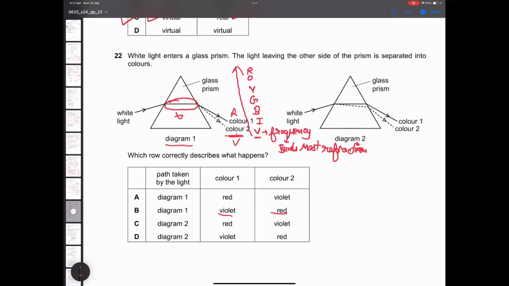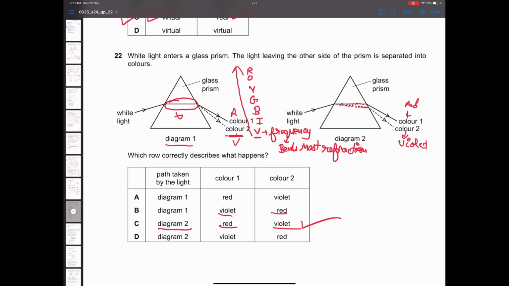In diagram 2, see, they're properly showing that this is bending away and this is going straight. So in this case, color 2 will be violet and color 1 will be red. Now, diagram 2 is correct and color 2 is violet, color 1 is red. Which option matches our answer? It is C. Diagram 2, color 2 will be violet, color 1 will be red.